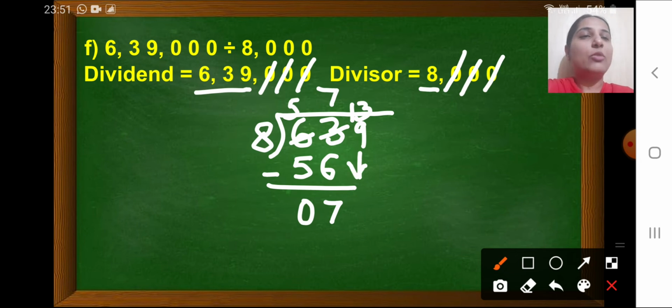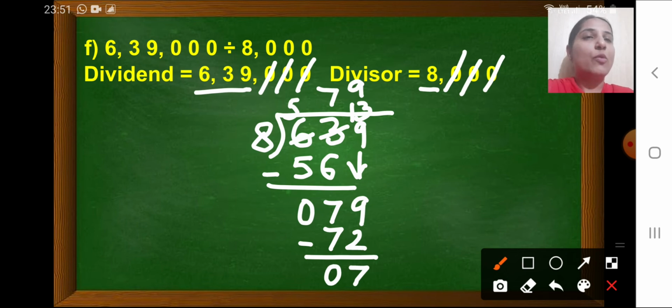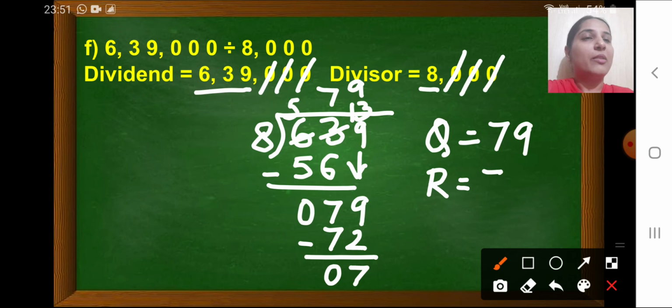Now we'll bring down the next digit from the dividend, which is 9 here. Now 8 9s are 72. So we'll write 8 9s are 72 here. So 9 minus 2, 7, and 7 minus 7, 0. So what is the quotient obtained here, children? Quotient is 79. And what will be the remainder? Can you tell me what will be the remainder? Will that be 7? No.